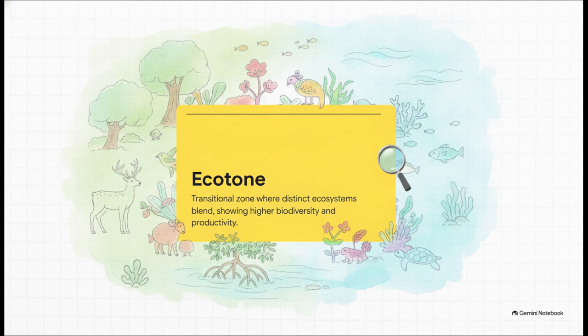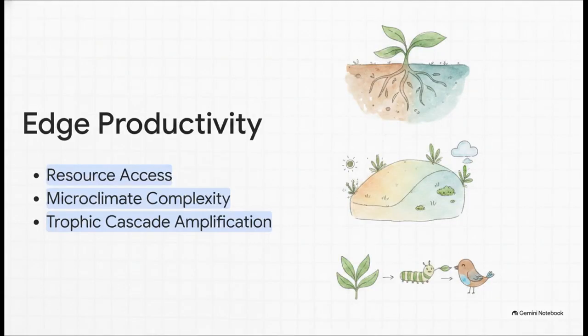We see this all over the place in nature. Think of mangrove forests at the land-sea interface, or coral reefs right at the ocean shallows boundary. These are some of the most hyper-productive and biologically diverse ecologies on the planet. And this incredible productivity is driven by 3 primary mechanisms.